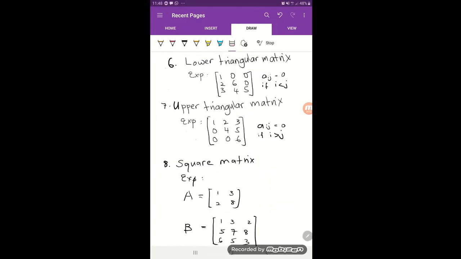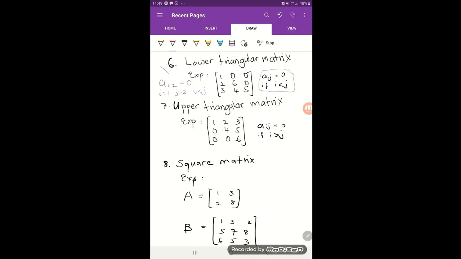The next type is the lower triangular matrix. A lower triangular matrix is a square matrix where Aij is 0 if i is less than j. For example, A12, where i is equal to 1, j is equal to 2. So, i is less than j. When i is less than j, the element A12 is 0.